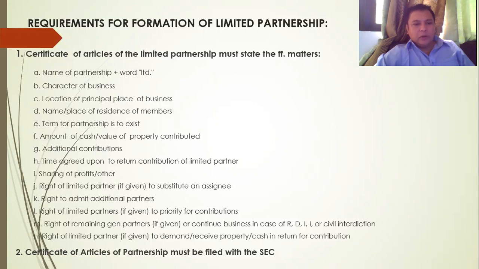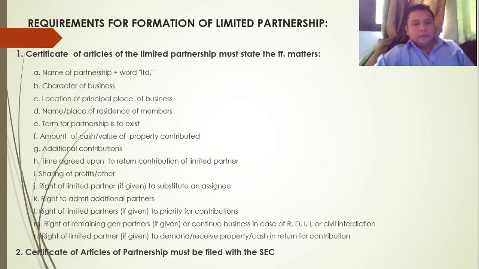Letter I, the sharing of profits or other kinds of sharing. Letter J, if given, the right of a limited partner to substitute himself with an assignee. So if he's given the right to substitute himself, it should be stated, and the name of the assignee should be stated in the articles of the limited partnership.